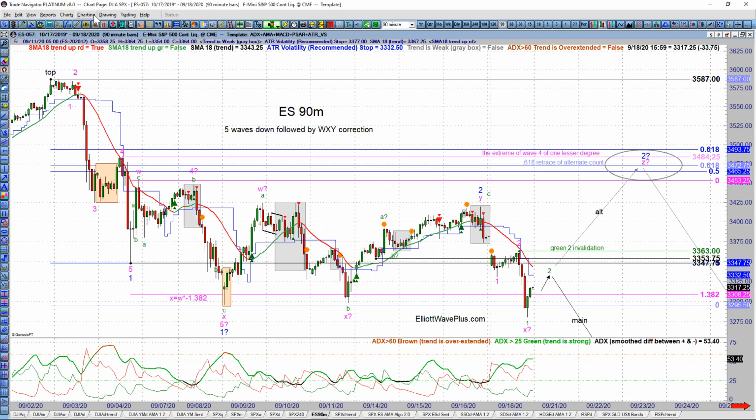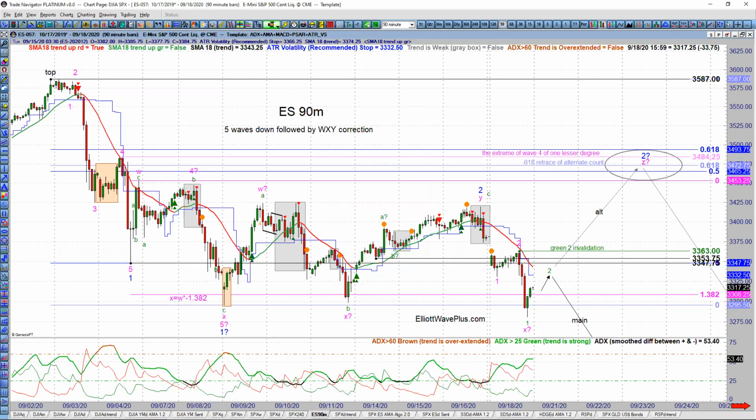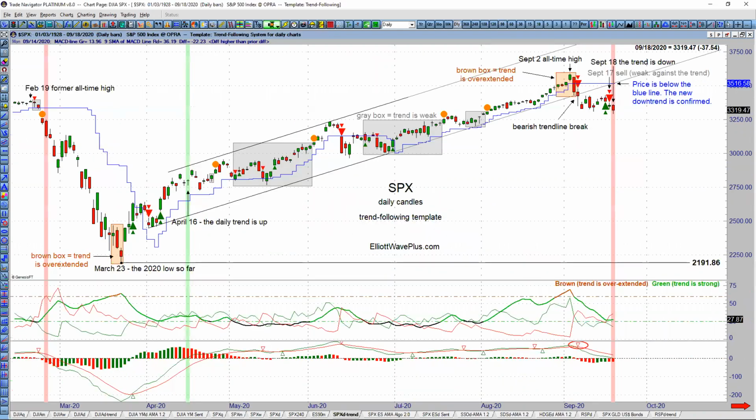Okay. See what other goodies we have here before we move on. Yes, as I had mentioned, we have a trend change on the trend following algo from up to down. So the trend remained to the upside from April 16 through September 18 on this system.